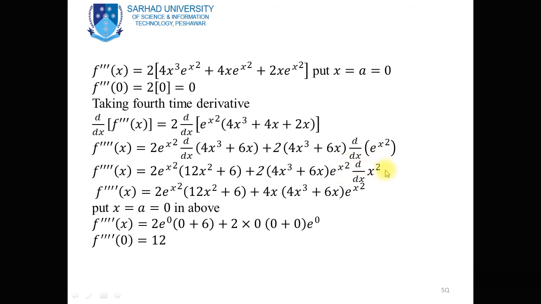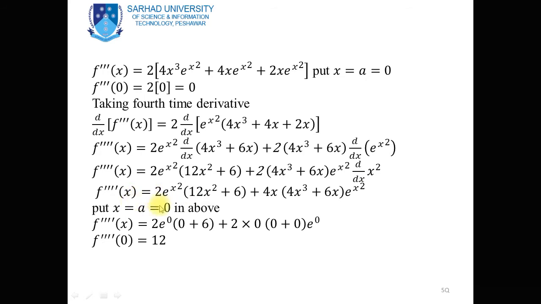The derivative of e^(x²) is itself, and further the derivative of the argument x² is 2x. Now 2 multiplied by this 2 is equal to 4, and x is as it is, and (4x³ + 6x) into e^(x²) is as it is.